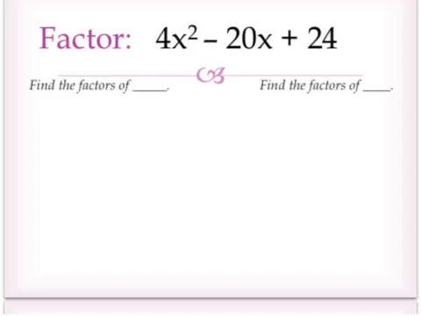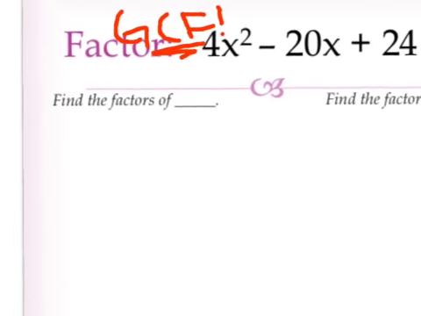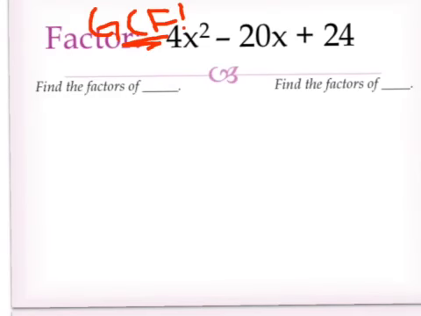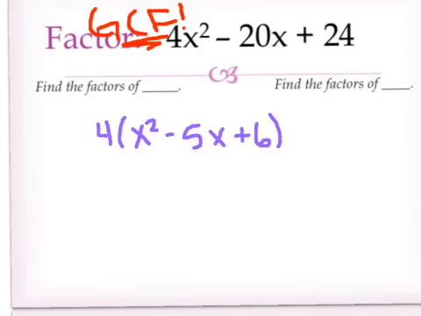So remember, the very first thing that you do anytime you factor is look for a GCF. That has to be the very first thing you do, okay? So that will make your life so much easier and will give you the right answer versus waiting to the end and then maybe not seeing that you need to factor something out. So GCF here is going to be 4, right? So pulling out a 4, I have x squared minus 5x plus 6, okay?